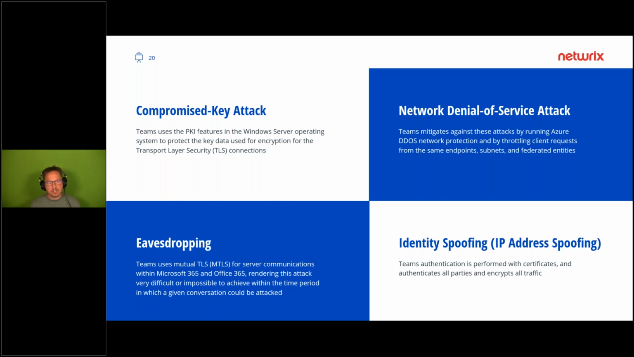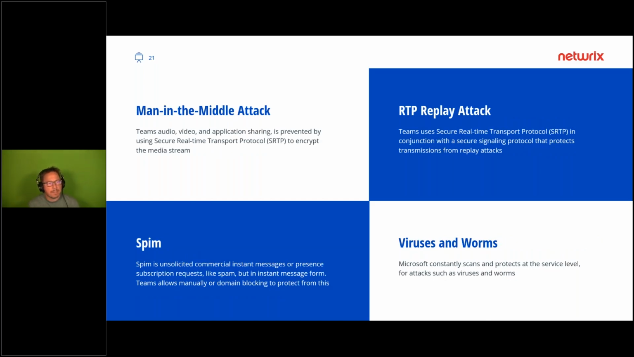There's protection for eavesdropping. Teams uses mutual TLS between Microsoft 365 and Office 365, so that kind of attack is very, very complicated to achieve. Also identity spoofing: Teams authentication is performed with certificates and authenticates using encrypted traffic. There's also man-in-the-middle attack protection. Teams audio, video, and application sharing utilizes SRTP, the Secure Real-Time Transport Protocol, to encrypt everything all the way through. Also protection for RTP replaying: using that same SRTP protocol with secure signaling protocol, it protects from being able to replay.